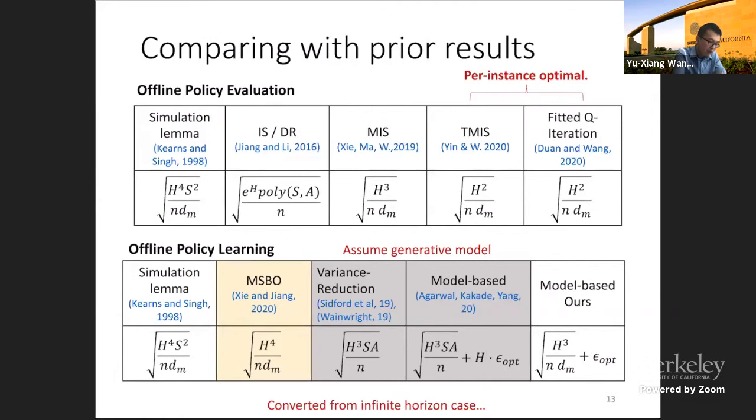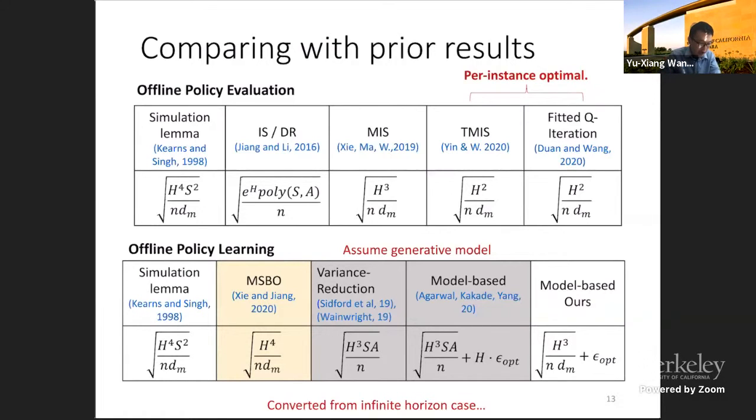For the problem of offline policy learning, the picture is a little bit more complicated because we don't really have a good comparator on the same setting. The closest to us is the work of Xie and Zhang, which deals with the infinite horizon setting. But if we translate the result to our setting, then they get an additional dependence on H, the planning horizon. So the concrete comparison is really the simulation lemma, because the simulation lemma is actually a uniform convergence bound rather than a pointwise convergence bound, although it suffers a deficiency of a blow-up factor of H squared times S squared.